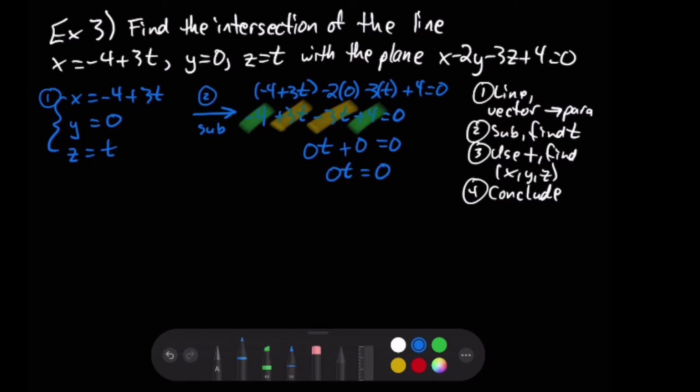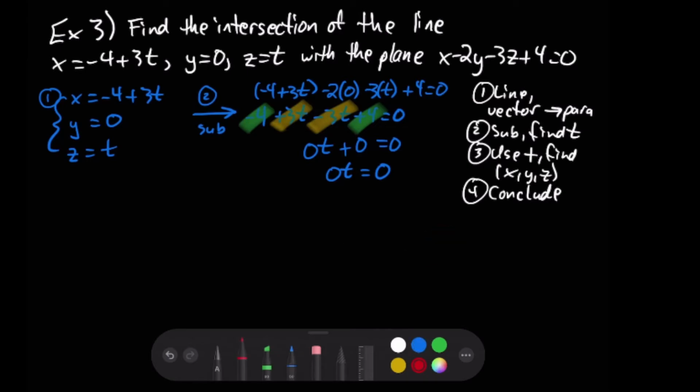This kind of looks like what we had before, but we can actually solve this if we need to. What does this mean? Well, 0 times anything is 0, so we can have any possible value for t we want. If we had 0 times 100, that equals 0. If we had 0 times negative 2,000, that equals 0. So any real value will satisfy this equation. It means all real values of t are possible.